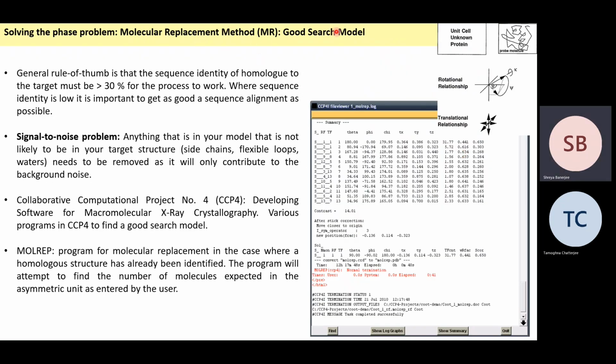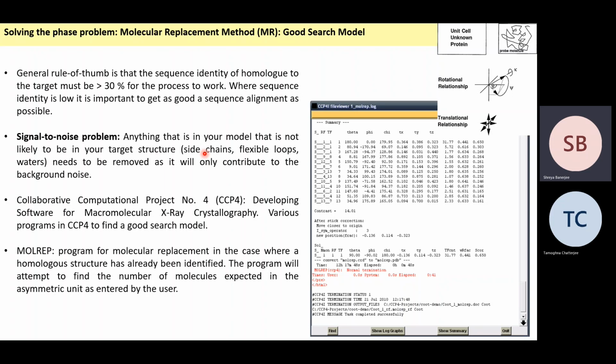But for the molecular replacement, you need a good search model. So a good initial model is required from which you will compare the unknown protein. Generally, the rule that is used is that the sequence identity must be greater than 30%. So for the known protein and unknown protein, around 30% of the amino acid residues should match. And the signal to noise must be reduced.